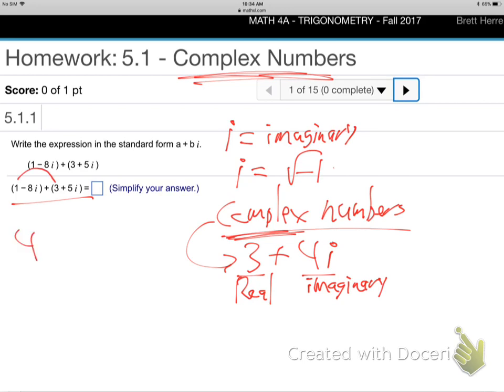You just add the 1 and the 3 is 4. You add the minus 8i and the plus 5i, it's minus 3i. It's just like terms. It's just exactly what you would expect. You remember this from algebra. I'm sure you guys have had this, right? Had some of it already? Totally simple. Right. All right.